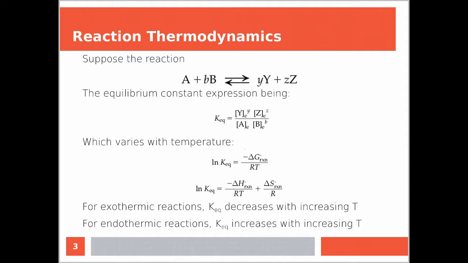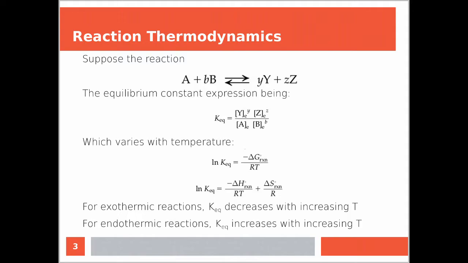We express our equilibrium constant, K equilibrium, as the products over the reactants. So you have the concentration of Y raised to its coefficient, times the concentration of your product Z raised to its coefficient, over your reactant A times your reactant B raised to its coefficient. K equilibrium is a constant for that particular temperature. That means if you vary the temperature, of course, your equilibrium constant will also vary.